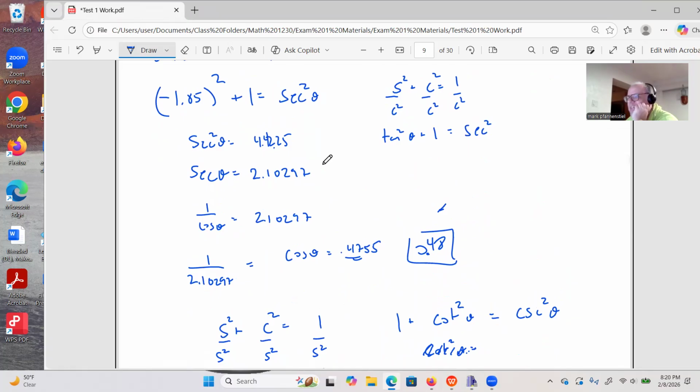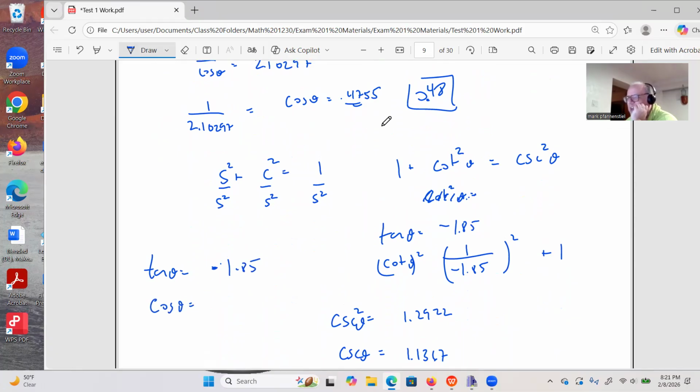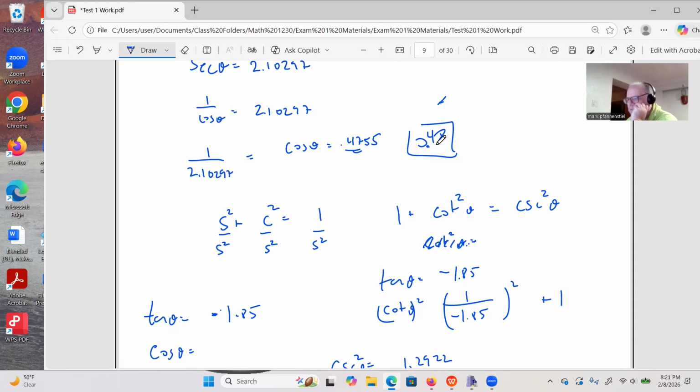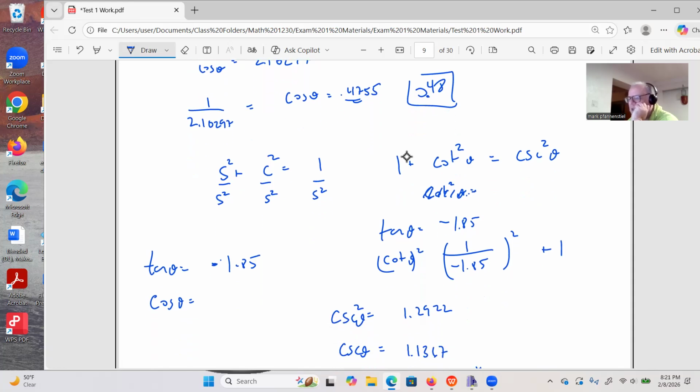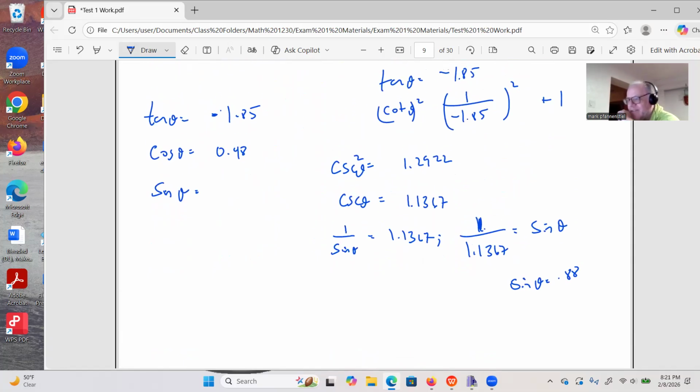So we know that tangent was equal to negative 1.85. Cosine was equal to, we figured that out, 0.48. Right? That was 0.48. Sine of theta, I have to remember it's in quadrant 4, so it's actually not 0.88, it's negative 0.88. I'm going to go ahead and double check something.